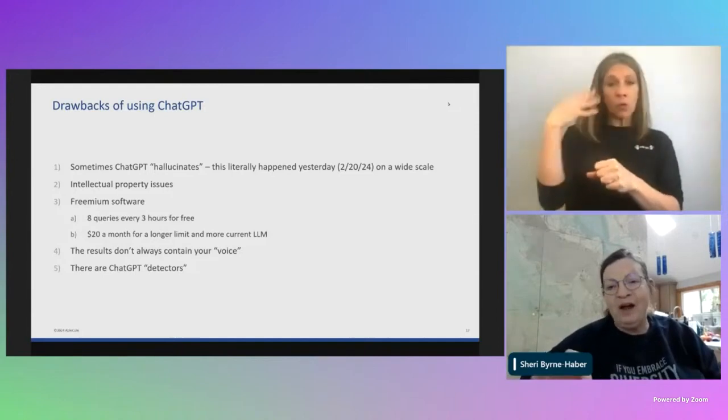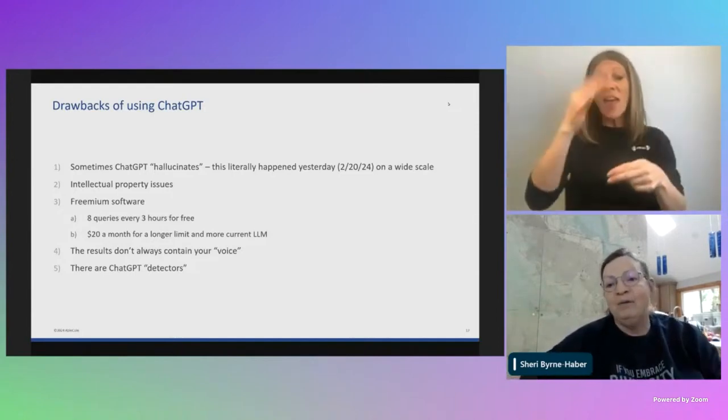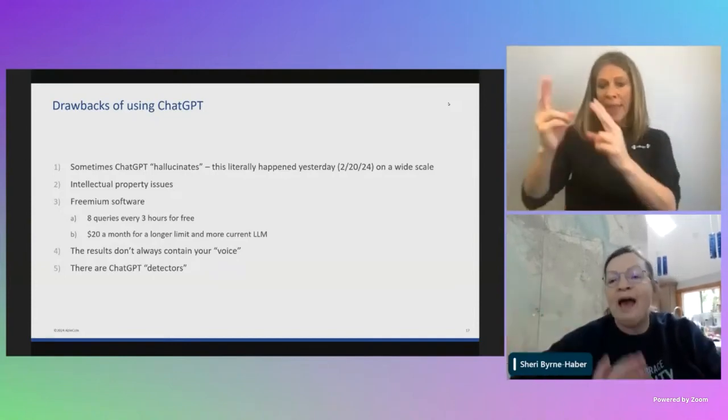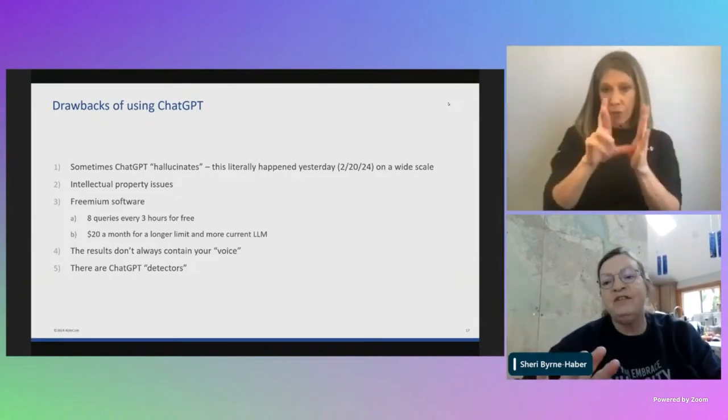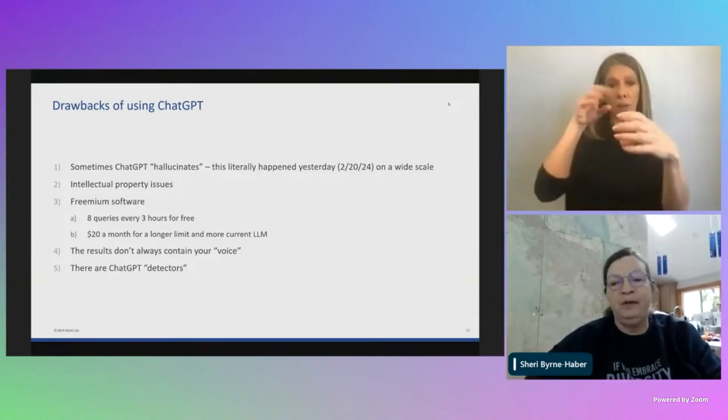So you have to watch out for hallucinations, and that's why you can never, ever just copy and paste and not look at it. You have to review it. You have to customize it, and then you can incorporate it into what you're working on.